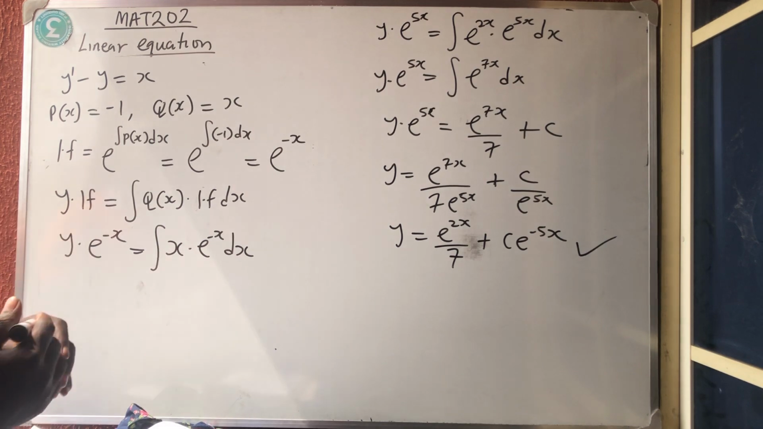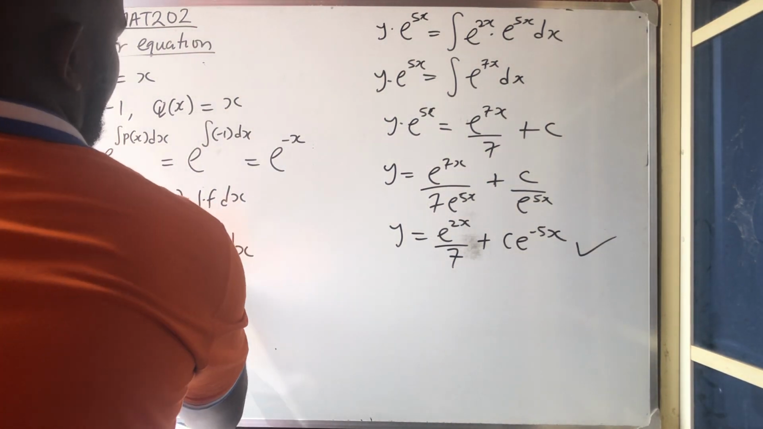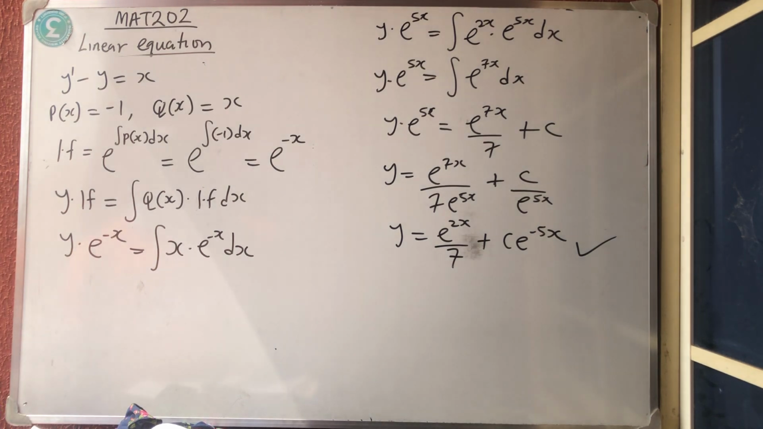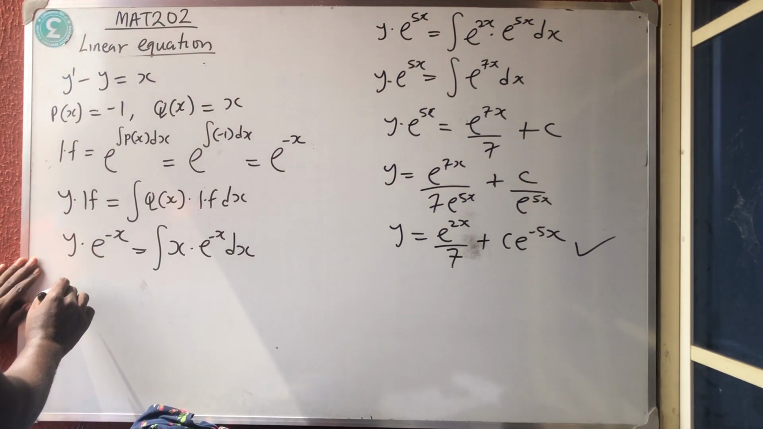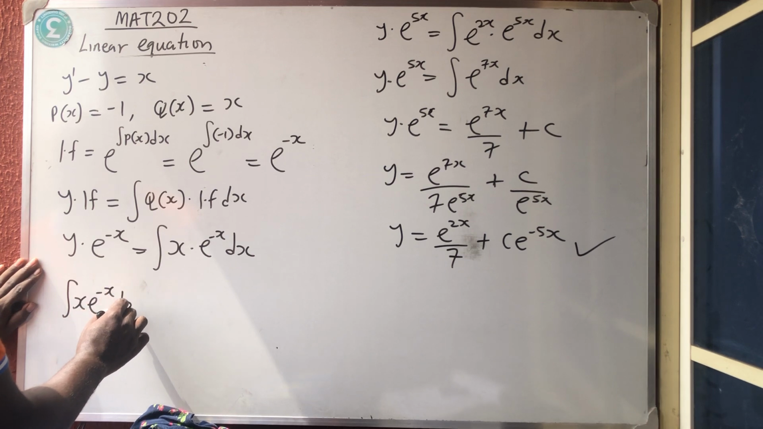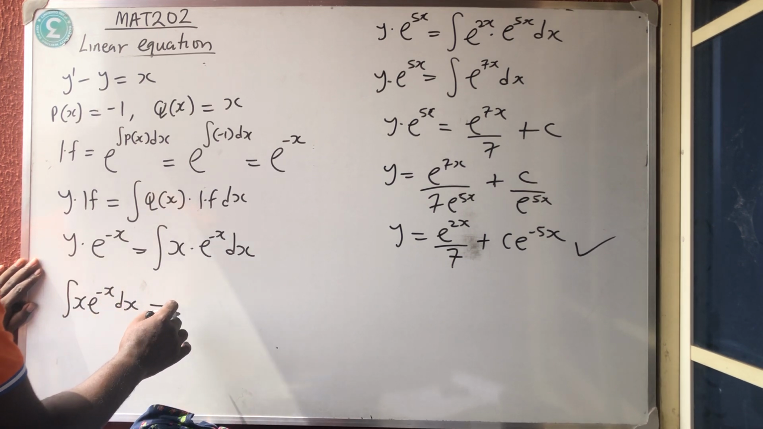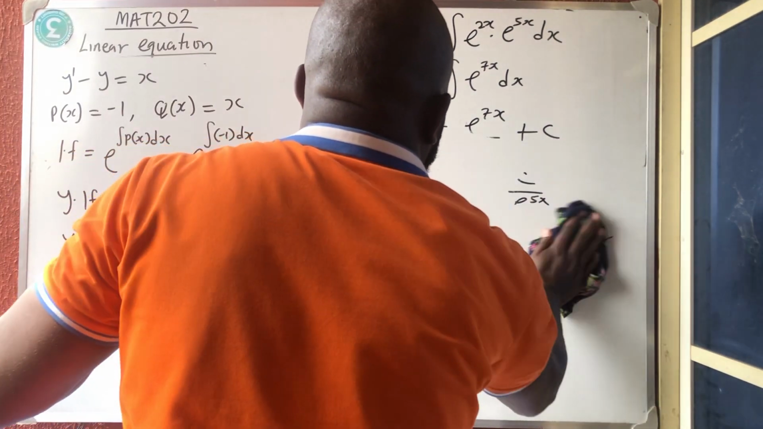Okay, so now let us solve this. If you look at this, it is a product of two functions, and the product of two functions gives birth to what is called integration by parts. So integrating this, I have the integral of x e raised to the power minus x dx. So I need to get this answer. This is equal to, don't forget integration by parts, let me do it here.